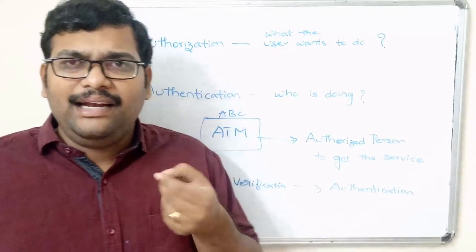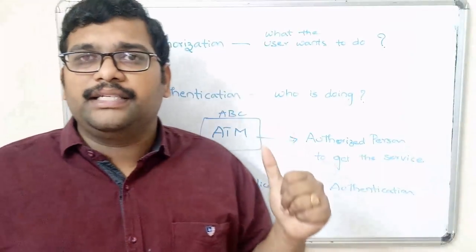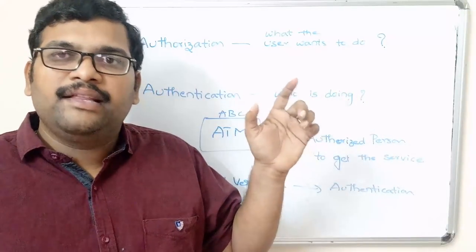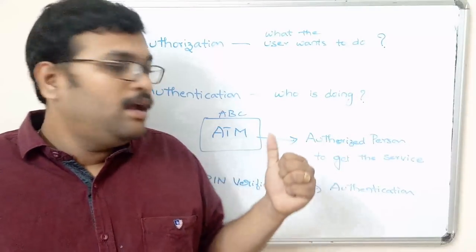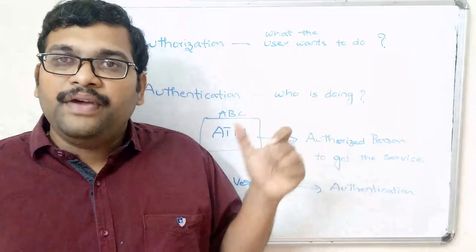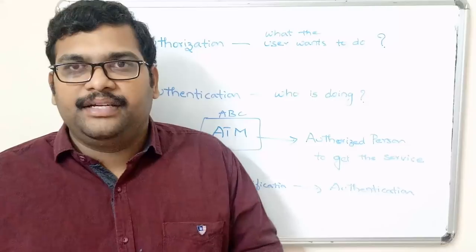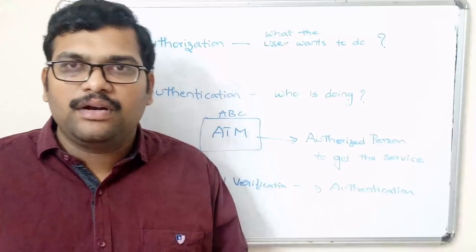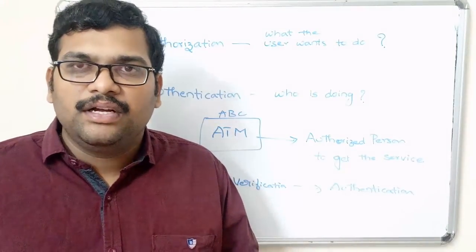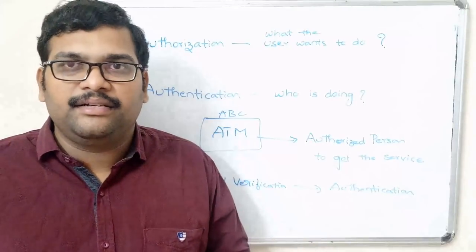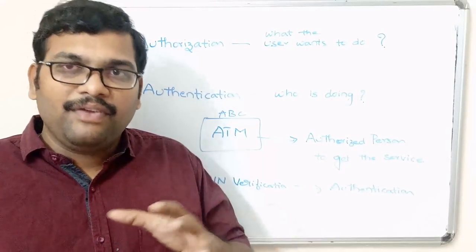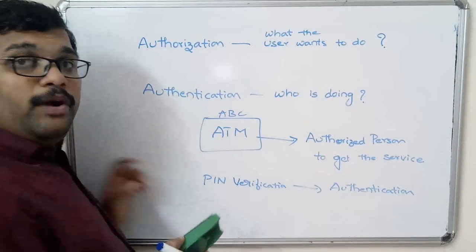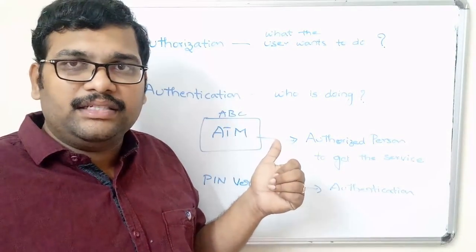So this is the slight difference between authorization and authentication. Authorization means just verifying the user permissions, and authentication means verifying the user identity. That means our login details, our Gmail username and password, or a YouTube username and password. This is what we call authentication, where it verifies the user identity. I hope you understood the difference between authorization and authentication.